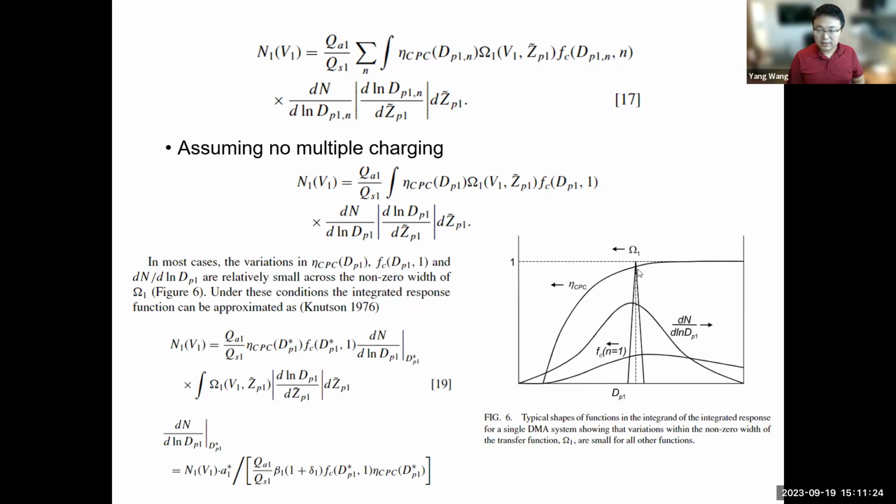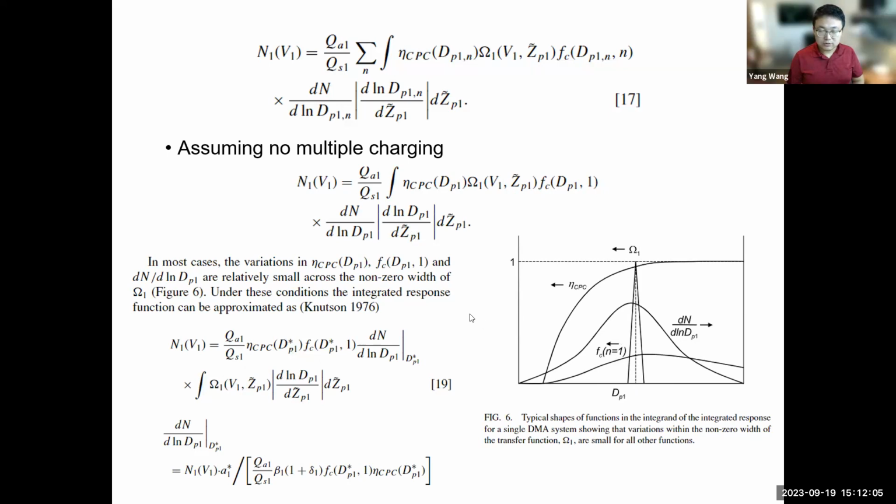You can treat these terms as constants in the narrow range of the transfer function, because eventually you are integrating over the non-zero section of the transfer function. If we are talking about the area outside the transfer function, then this integral will be zero. You are only considering the values where the transfer function is non-zero. So you can move these relatively constant terms out, and then you have this integral of the transfer function here. Further, this is a constant, so you can directly move it out. Then you just have the integral of the transfer function, which is the area of the transfer function.